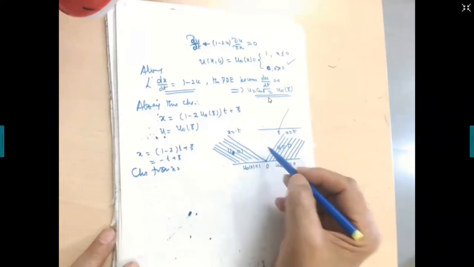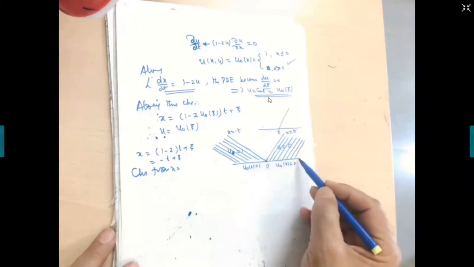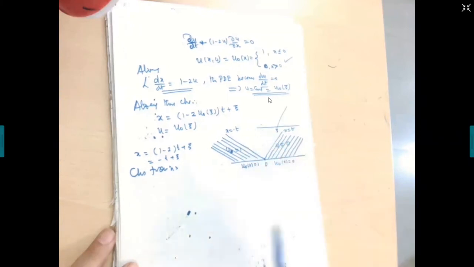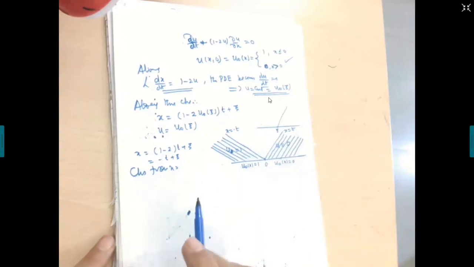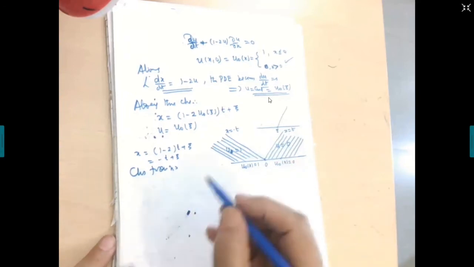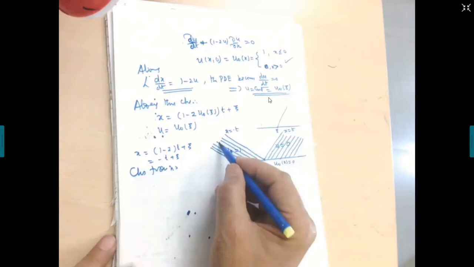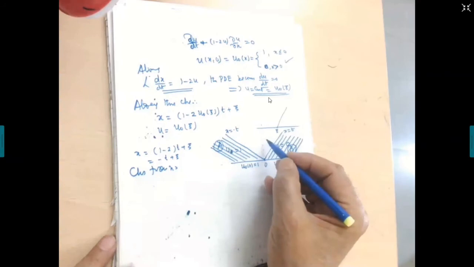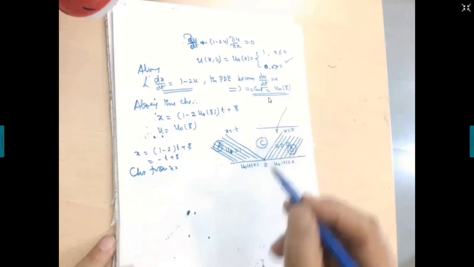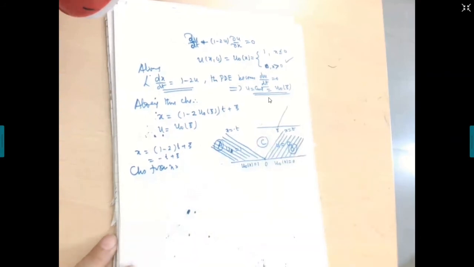This is your t-axis. I have to find out the solution in this region. How to find the solution in this region? Let me call this region A, this region B, and this region C. How to find the solution in this region?